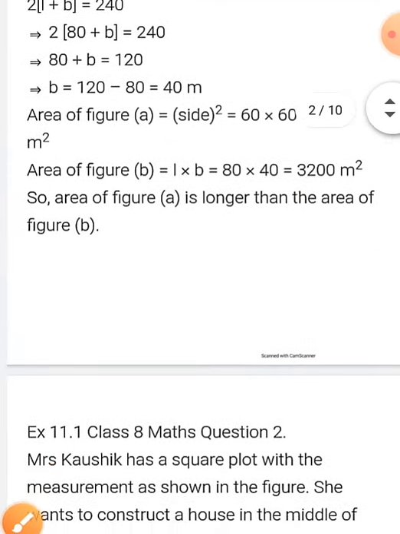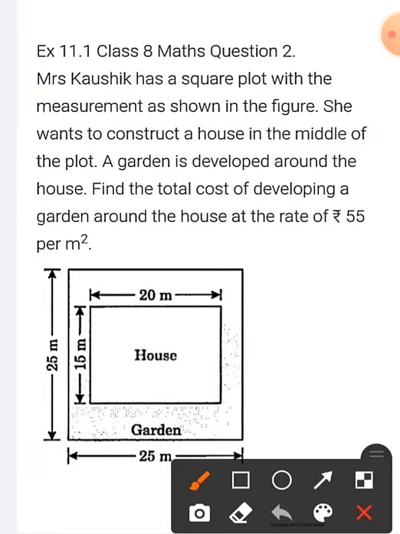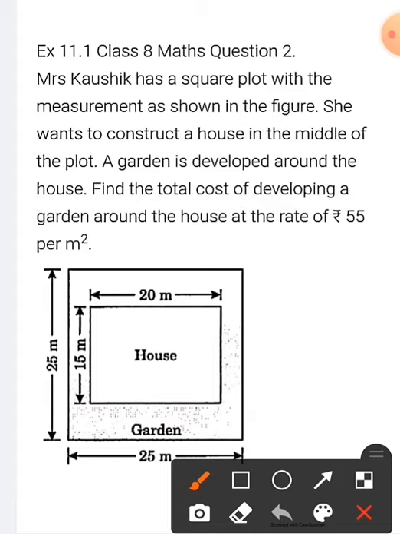Now moving ahead with question number 2. So let us see the question first. Mrs. Kaushik has a square plot with the measurements as shown in the figure. So this is a square plot. Okay, the house is in the center and this border part, this garden, is there. So this is what you can see in the figure.